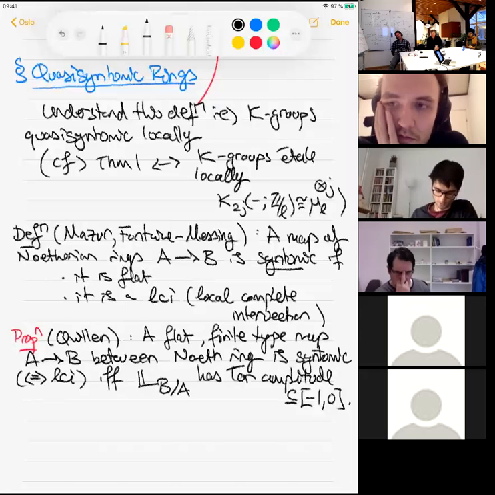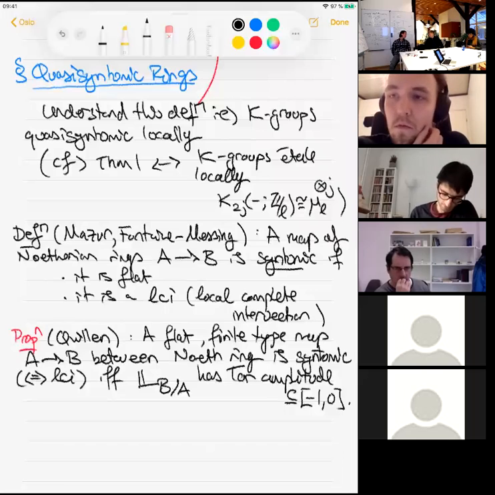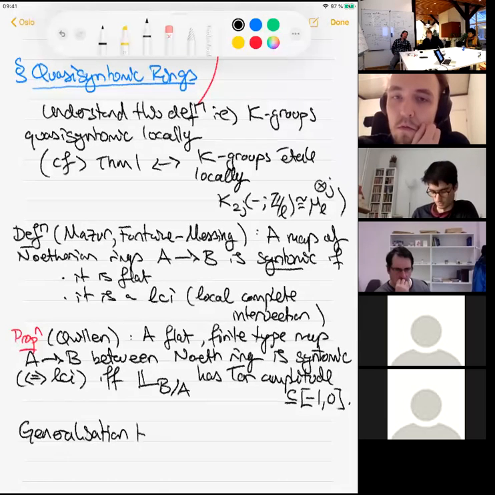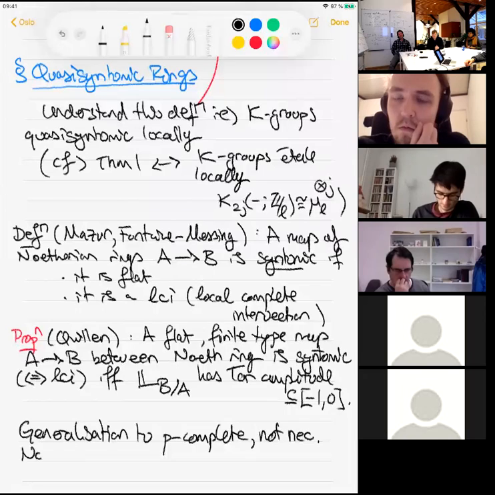And so we'll start next time by explaining how this can be generalized to P-complete, not necessarily Noetherian rings.